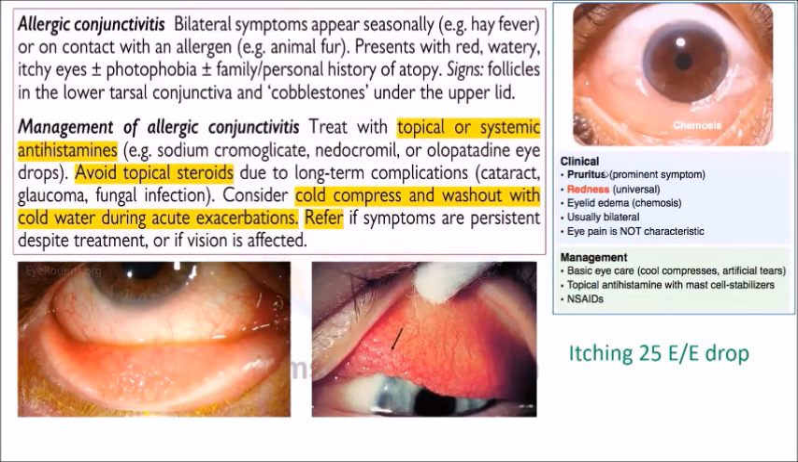And look at the clinical features: pruritus. Redness is universal. Eyelid edema, chemosis. The edematous conjunctiva is called chemosis. Treatment is topical antihistamine, mast cell stabilizer, NSAID. For allergic conjunctivitis, we have to use very gentle medicine, topical antihistamine. This is the trade name of one of the medicines I have used here, maybe not known to everybody. Name is Itching eye drop.